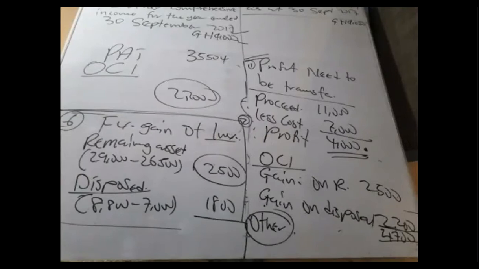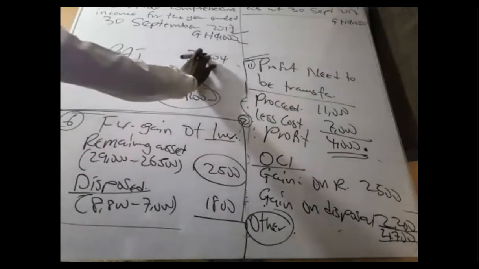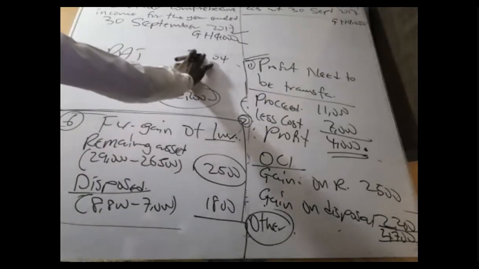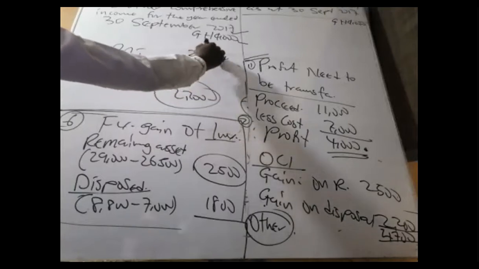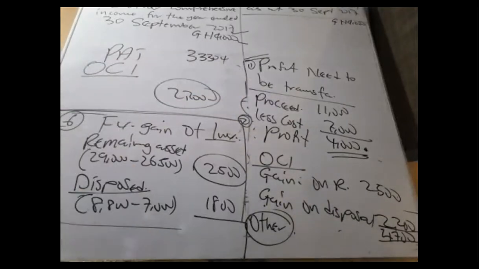So what is the other income? Let me release 2,200 from it. So kindly release 2,200 from the other income. At the end of the day, this profit after tax should go down by 2,200. So this one be 33,333. That should give us 33,304. In fact, the final OCI figure will not change.